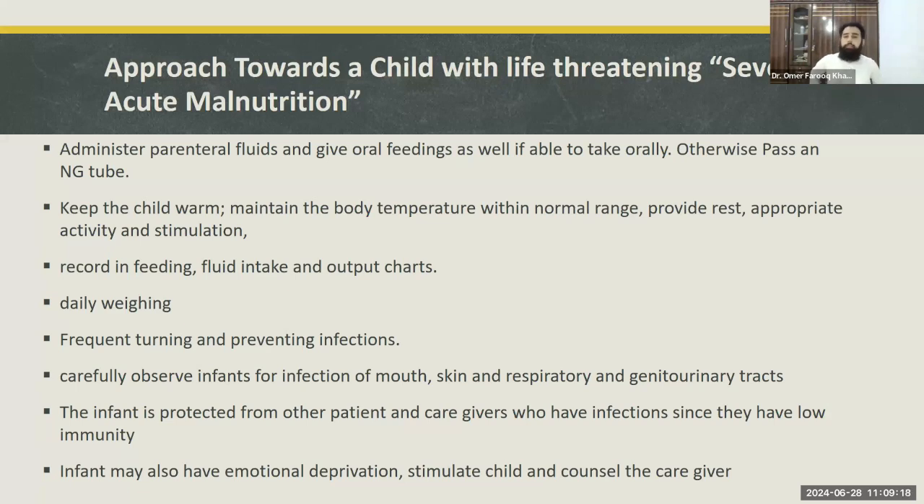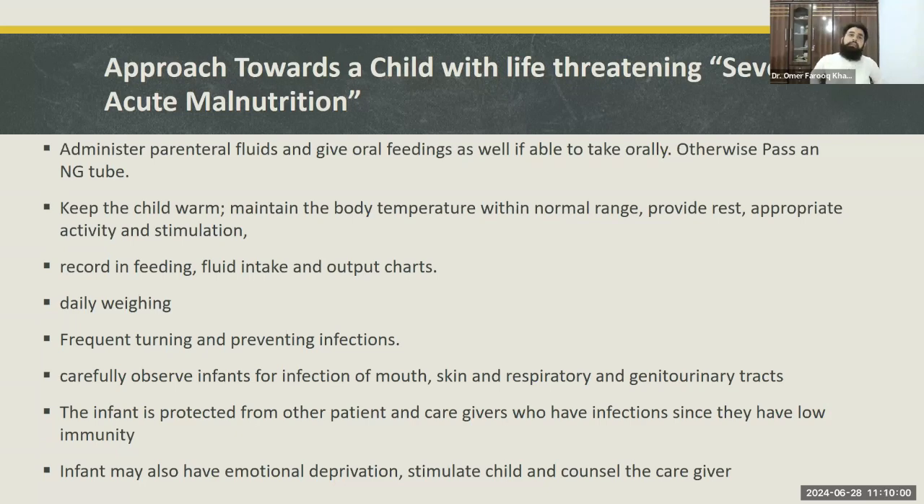Keep the child warm, maintain the body temperature within normal range, provide rest, appropriate activity and stimulation, record feeding, fluid intake and output charts, and weigh the child daily. Also do frequent turning and prevent infections. Carefully observe infants. Infants are children under 1 year of age, and toddlers are from 1 to 3 years. Carefully observe infants for infections of the mouth, skin, respiratory tract, and genitourinary tract. The infant must be protected from other patients and caregivers who have infections, since they have low immunity.